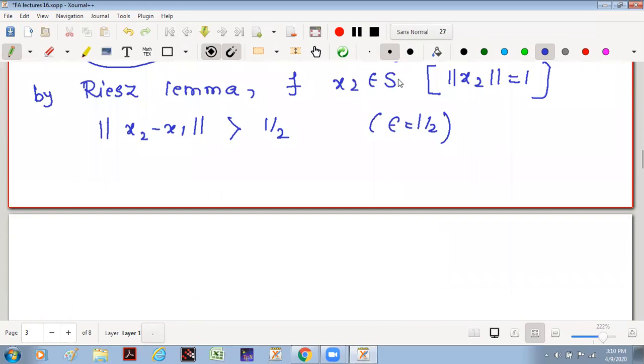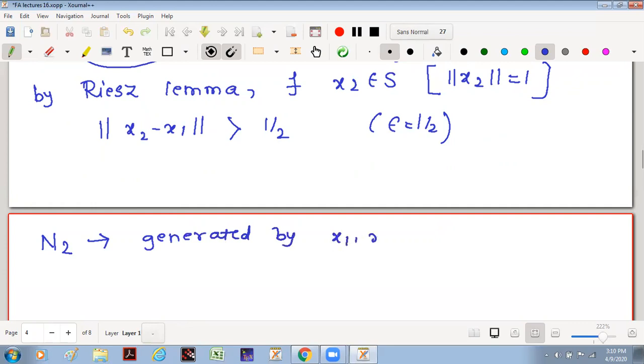As this x2 is in S, no doubt it is in X also. Therefore, what will we do? We will take another subspace N2, generated by x1 and x2. The previous subspace N1 is one dimensional; this space will be of 2 dimensions. Again, this is a closed subspace generated by x1, x2. Therefore, again by Riesz lemma, there exists a vector x3 in S.